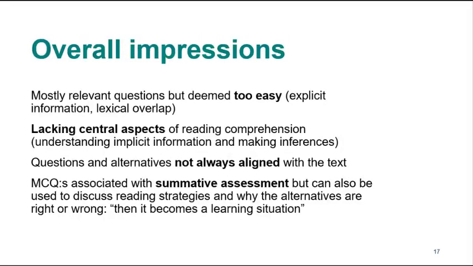Some of the overall impressions that came out of the interviews were that the questions were considered relevant but deemed too easy in the sense that they mostly targeted explicit information in the text, and they were also characterized by lexical overlap, that is, identical formulations in the text and in the MCQ. And this is a problem because understanding implicit information and making inferences is a central aspect of reading comprehension. And the teachers asked for more questions targeting these reading processes.